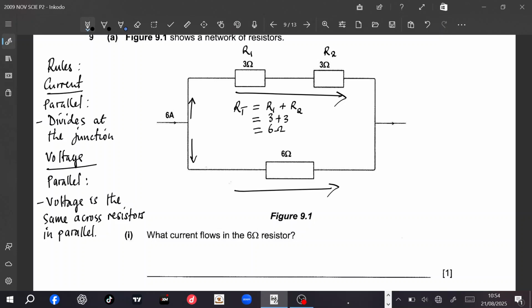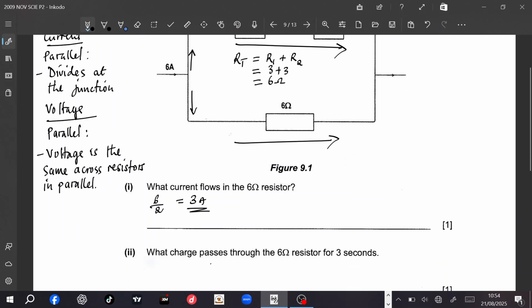Current divides equally because the total resistances are equal; if they were not equal, it would not divide equally. Understand me? It is because there is 6 ohm on top and 6 ohm down. So you get 6 divided by 2 because there are 2 branches here. It will be 3. So this is the answer: the current that flows through the 6 ohm resistor is 3 amps.